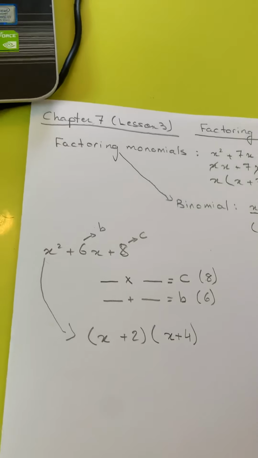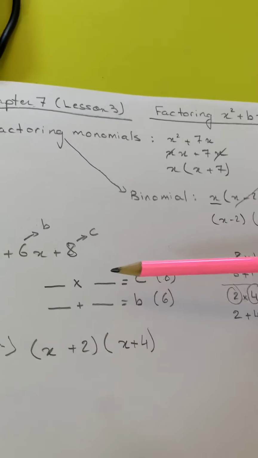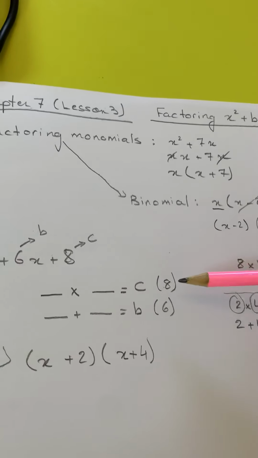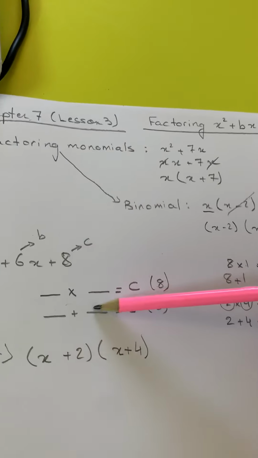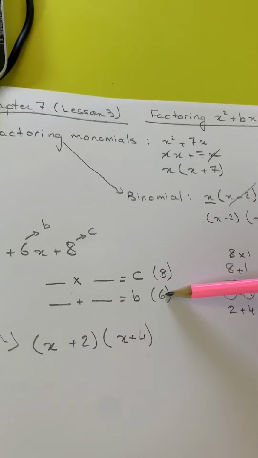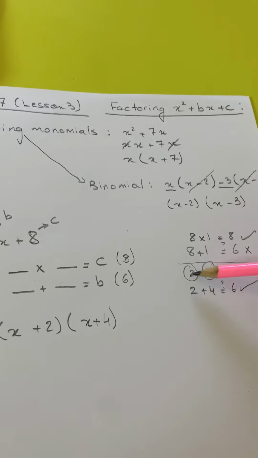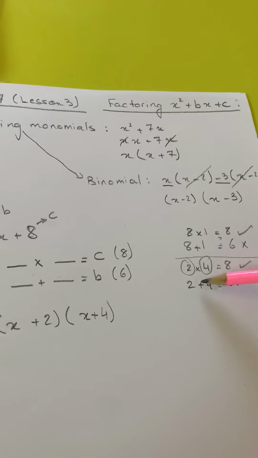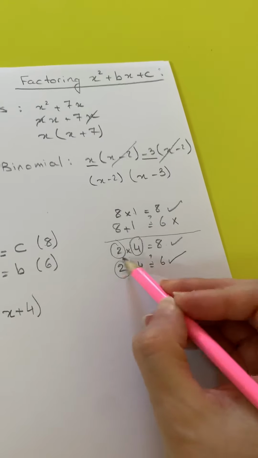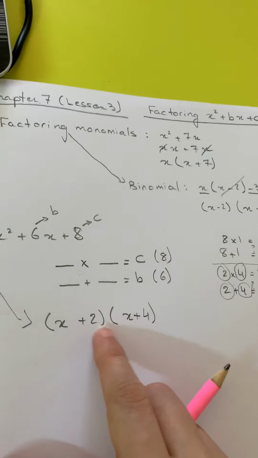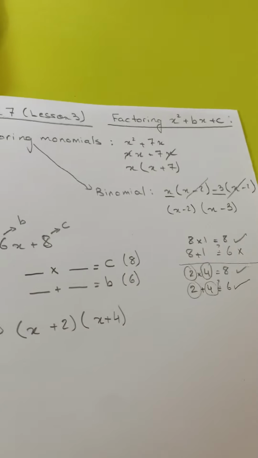So let us repeat. When you have a trinomial of this form, you have to look for two numbers. If you multiply them, it will be C, which is 8. And the same numbers, if you add them, it will be B, which is 6. These numbers are 2 and 4. 2 times 4 is 8, and 2 plus 4 is 6. So once you find the numbers 2 and 4, you put them in the factored form: (x + 2)(x + 4).